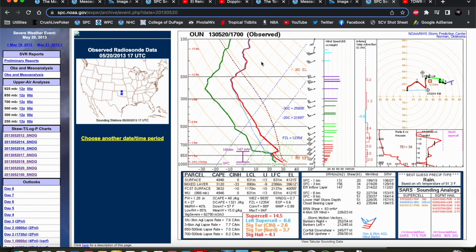Here is our Norman sounding from 17Z. Once again, very strong elevated mixed layer above a nice deep moist layer at the surface. Ample instability here already by midday, 3,000 joules per kilogram of mixed layer CAPE. Shear profile favorable for tornadic supercells here in an extreme. Now, not as much low-level shear to deal with here with the Moore case, but given extreme instability, that low-level shear was going to be stretched into the vertical very, very efficiently.